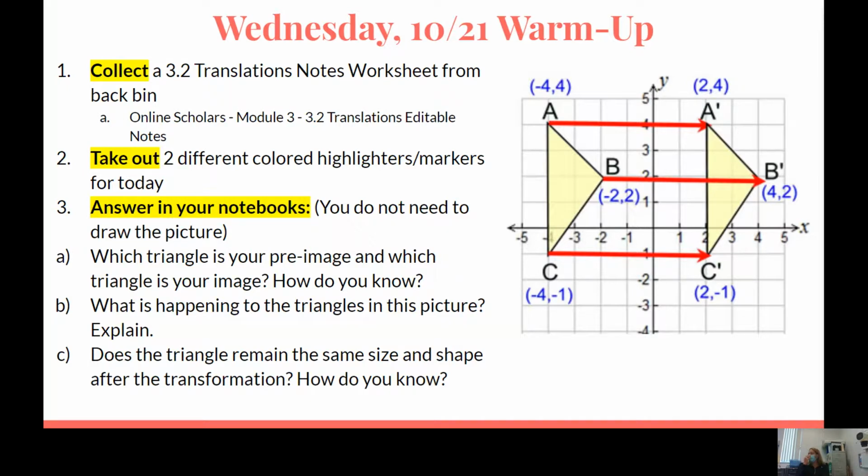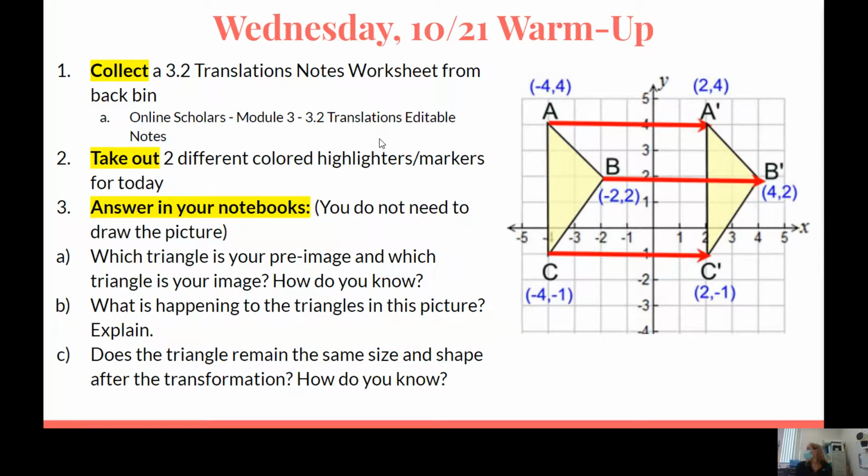So which one of those is your starting image, your pre-image? More to the left. Okay. Why is that one on the left your pre-image? The one on the right has the primes. Yes. So if it has the primes next to it, that means it's the image. That means it's been moved. If it doesn't have those tick marks next to it, that means that's your starting picture, where you begin. So in this picture, I start on the left and then I move towards the right. Good.